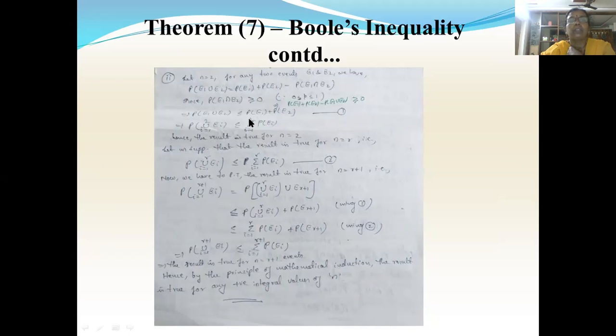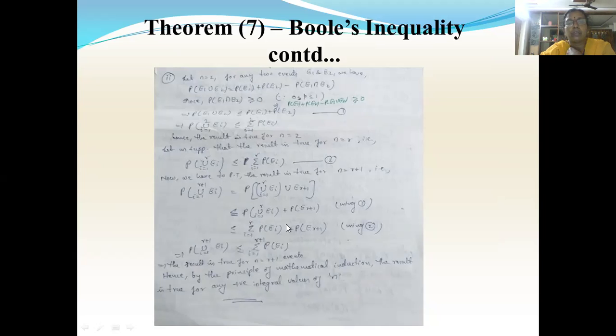Now using equation 1, the probability of union i from 1 to r is less than or equal to, see here, this is E1, now this is E2. Compare with equation 1. So when this is E1, this will be the probability of the union of E_i, plus when this is E2, the probability of E_(r+1). Now again, the probability of the union of E_i, i from 1 to r, is equation 2. So in place of this union, I'll write it as summation P of E_i, i from 1 to r, plus P of E_(r+1).